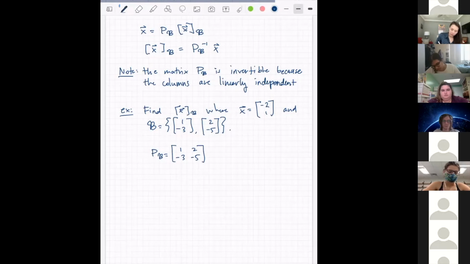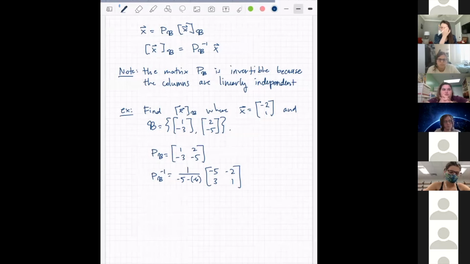We do want its inverse, so let's compute the inverse. So we get 1 over the determinant. The determinant of this matrix is -5 minus -6. Right? So actually this simplifies to 1. And then we swap along the main diagonal, right? So we get -5 and 1. And then we get -2 and -3 for the other corners.